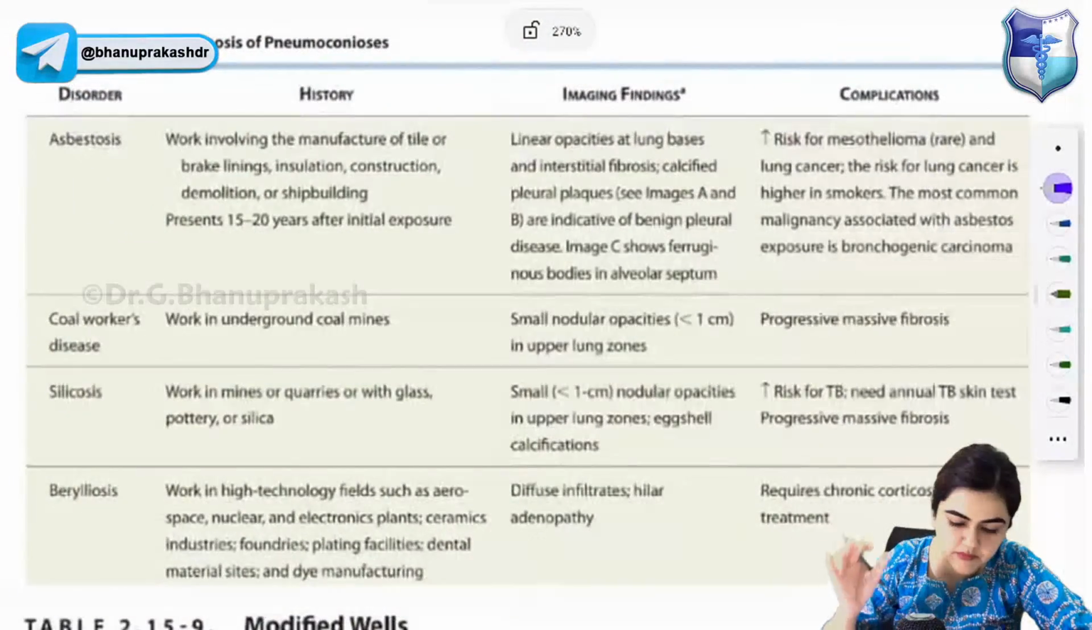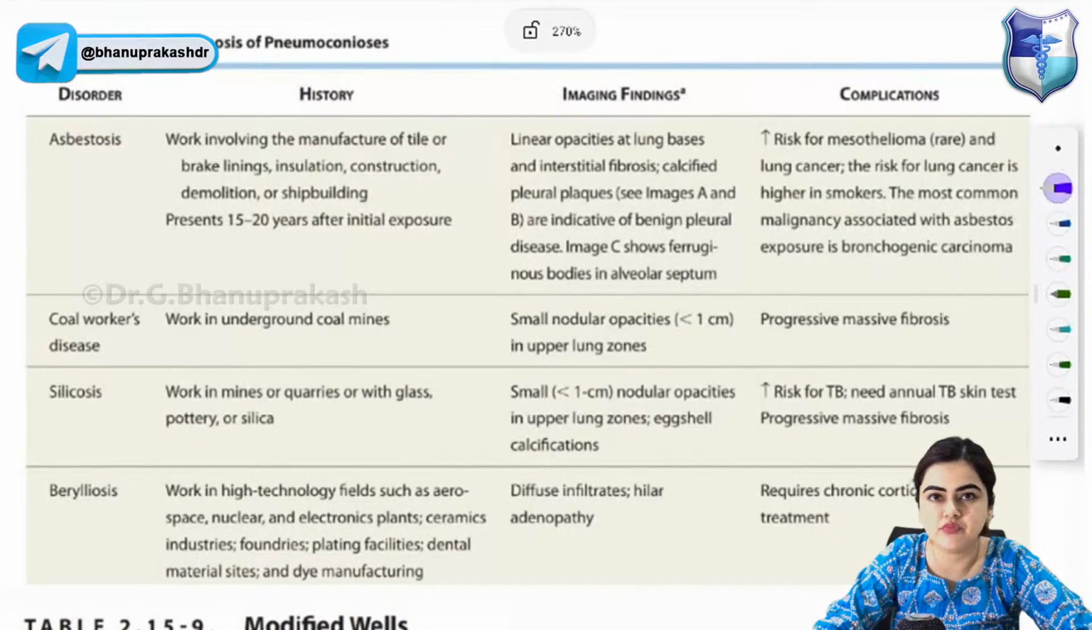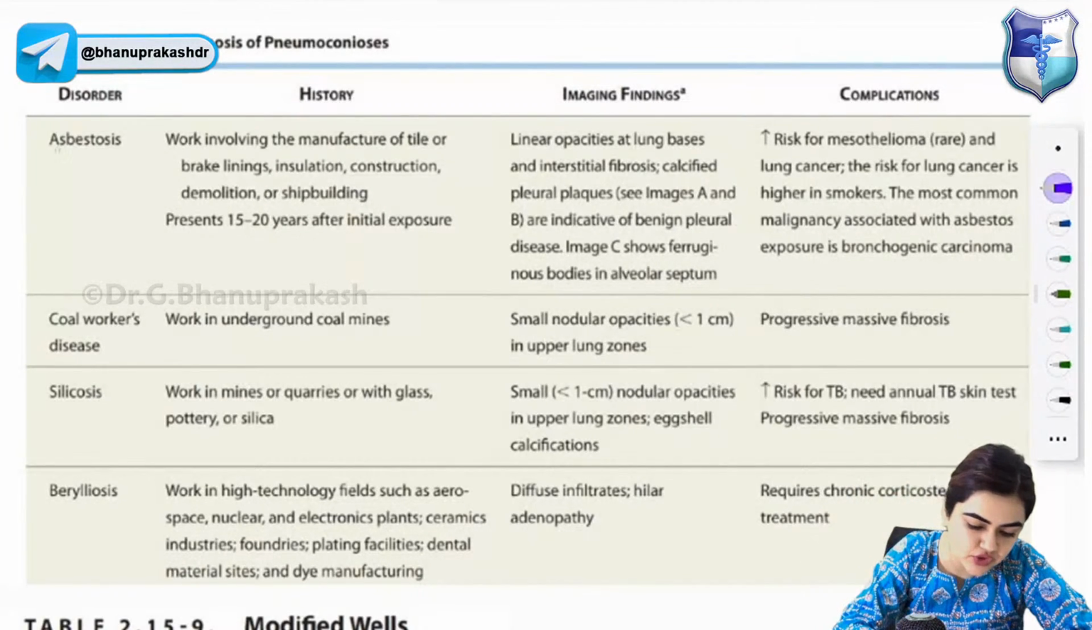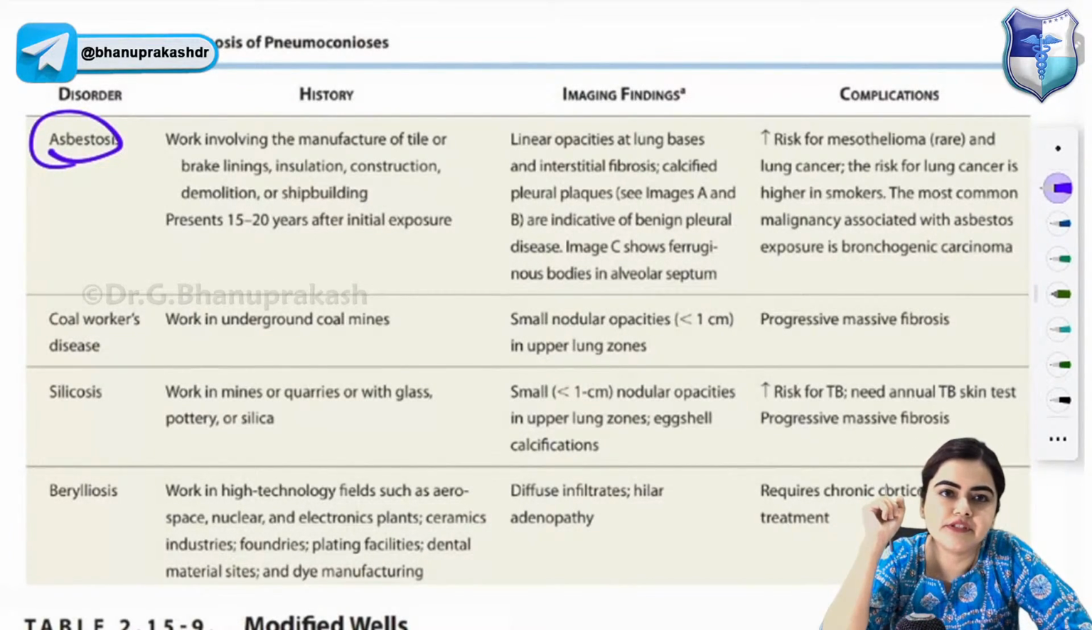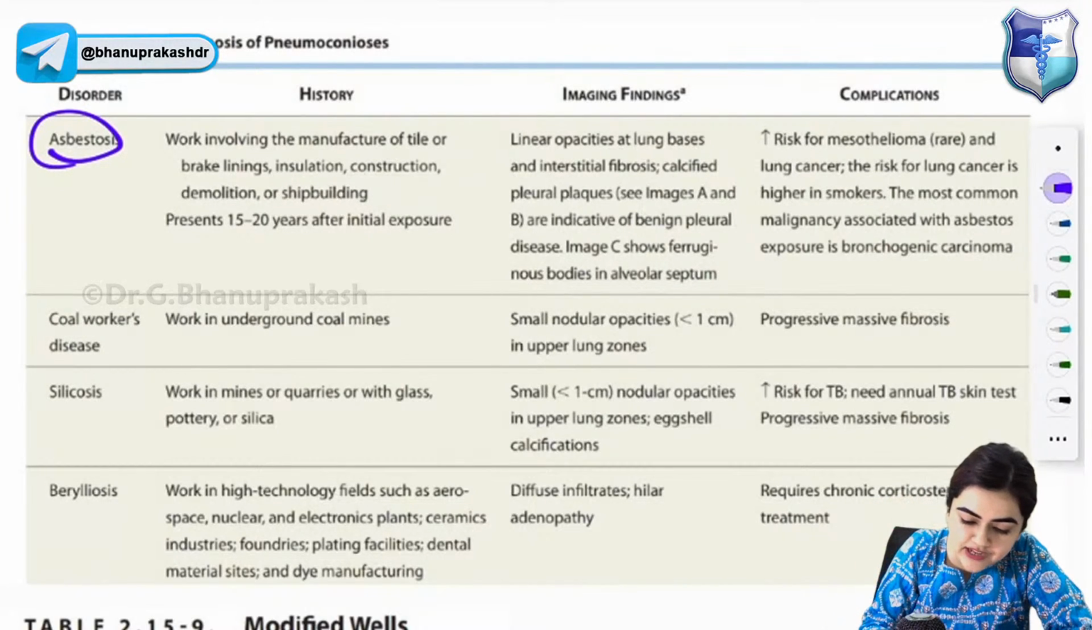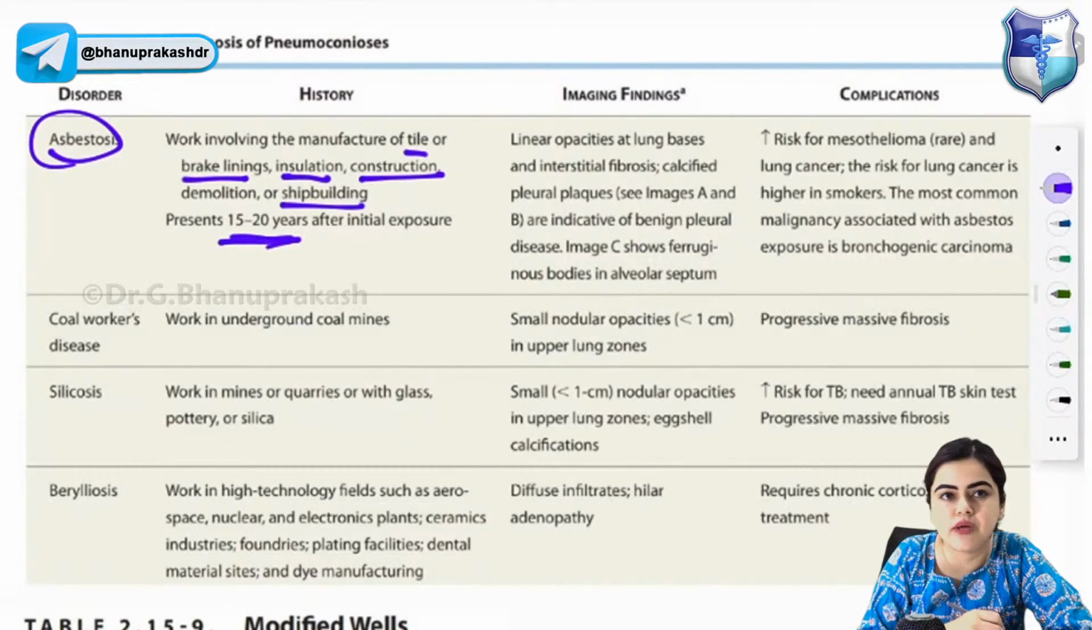Now let's just study some of the pneumoconiosis. I told you exposure related pulmonary fibrosis can happen. So, asbestosis. Asbestosis is generally seen in people who work in the tile manufacturing industry, brake lining industry, insulation industry, construction, and shipbuilding industry. Fifteen to twenty years after exposure to asbestos, the patient will develop the signs of asbestosis.